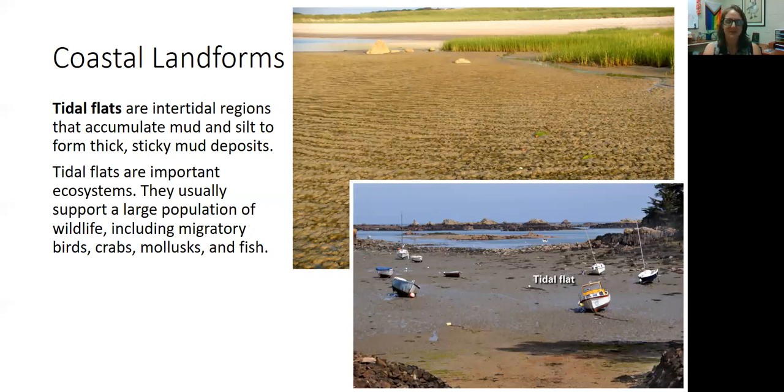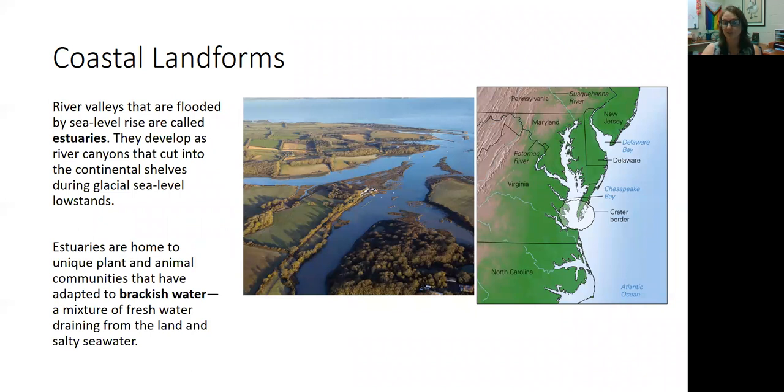All right, so a few other coastal landforms I want to talk about. One is tidal flats. So our marshes are covered in vegetation, but if you travel past our marsh when the tide is really, really low, you'll see vast expanses of mud that are exposed during low tide, and we call those tidal flats. They're accumulations of mud and silt. They're really sticky. If you go in there, you can get stuck up to your knees in the mud, but they're really important ecosystems, and they usually support a large population of wildlife, including migratory birds and crabs and mollusks and fish.